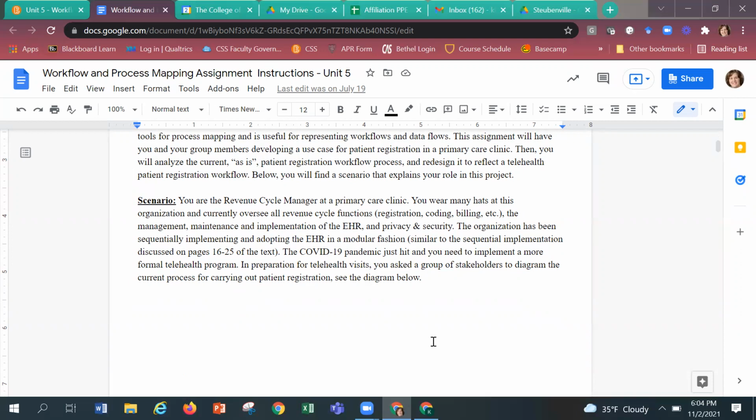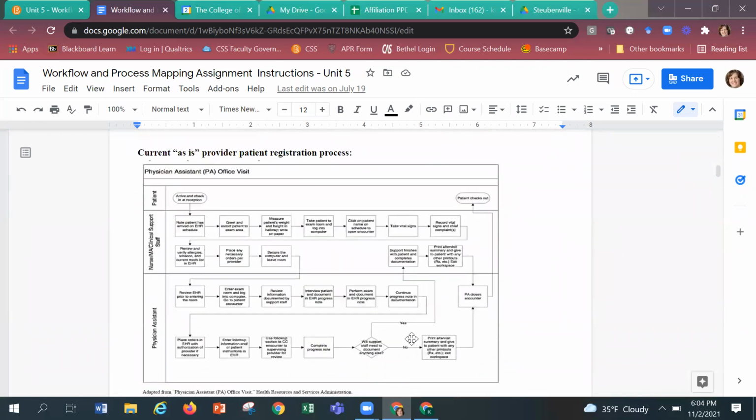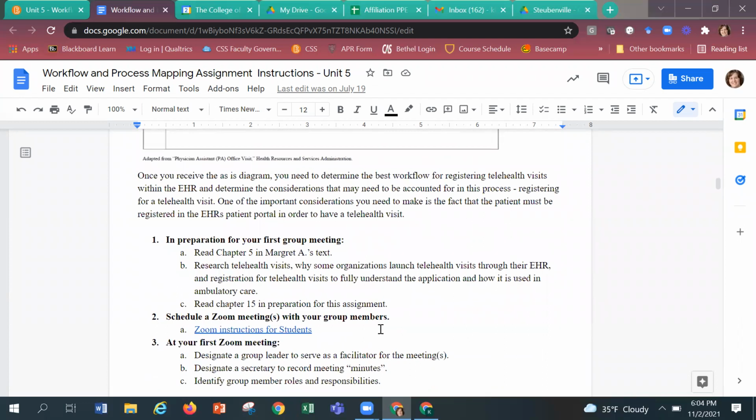The COVID-19 pandemic just hit, and you need to implement a more formal telehealth program. In preparation for telehealth visits, you asked a group of stakeholders to diagram the current process for carrying out patient registration. So see this diagram below. So this is the current as-is patient registration process for this clinic. Okay. Not going to go through that either. I'll let you go through that.